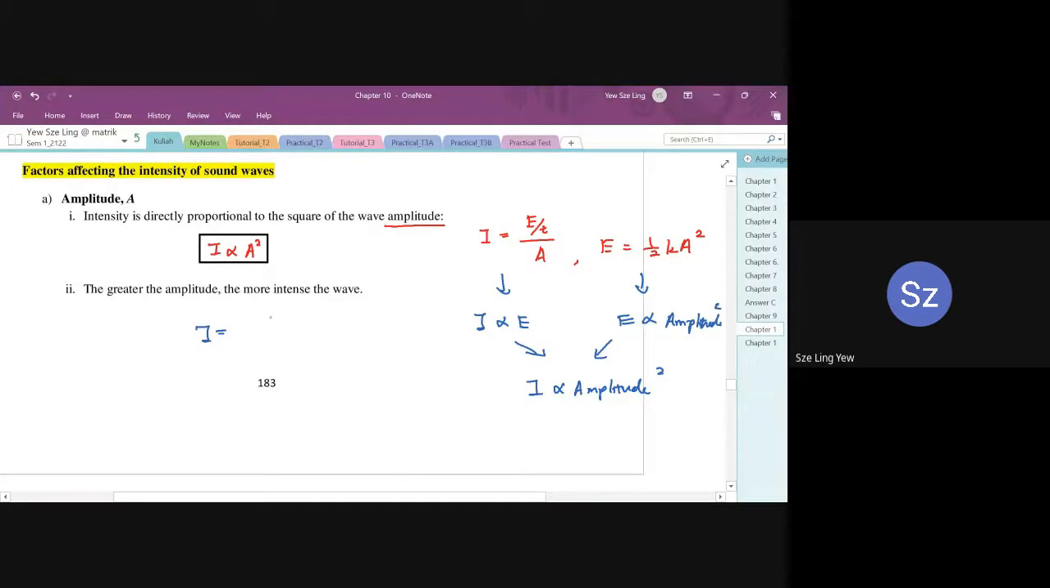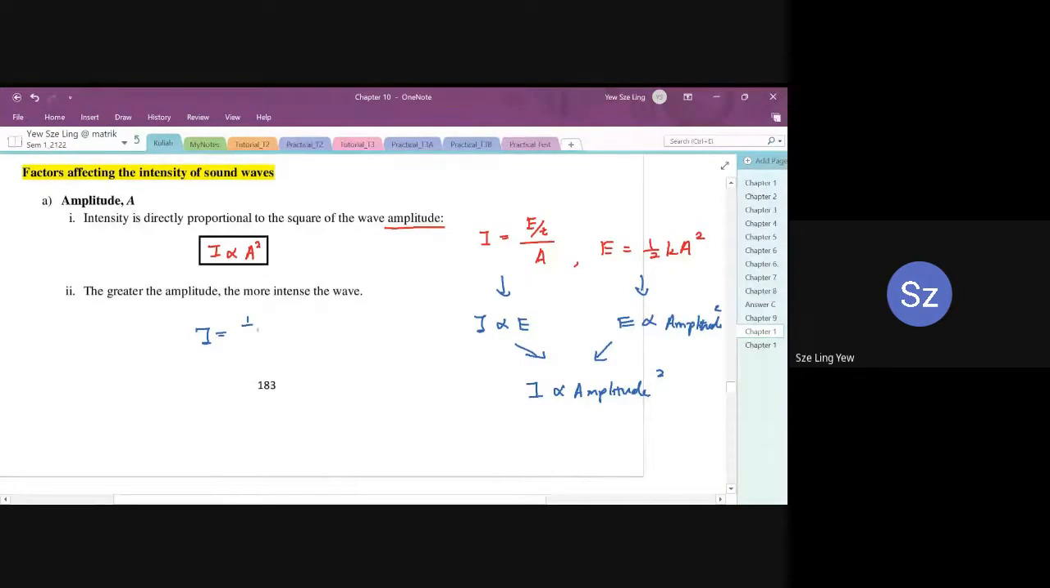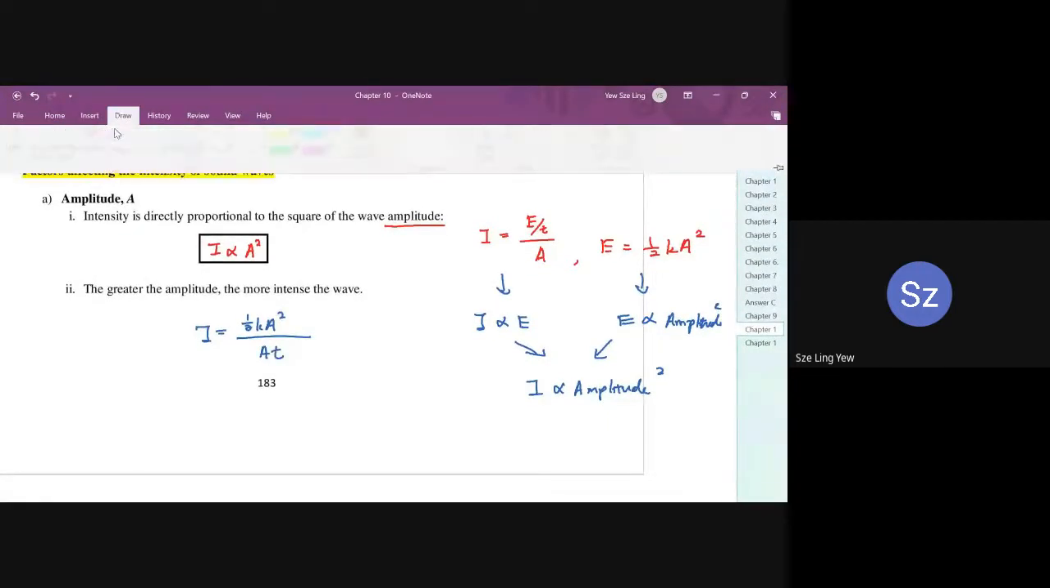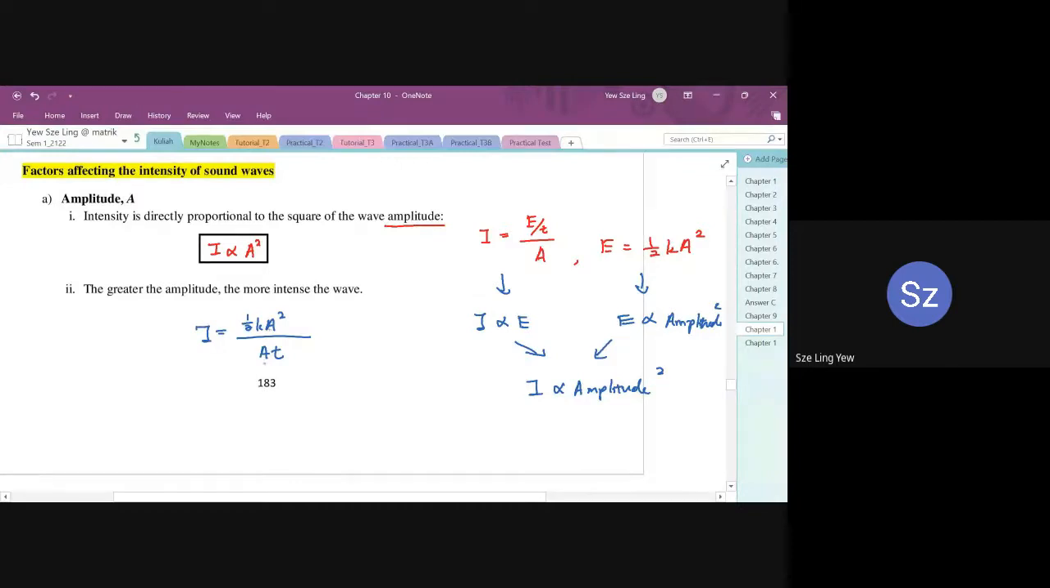I substitute the equations into the equations. I have 1 over 2 Ka square divided by AT. You have these two A in the same equations, but these two A carry different meanings.